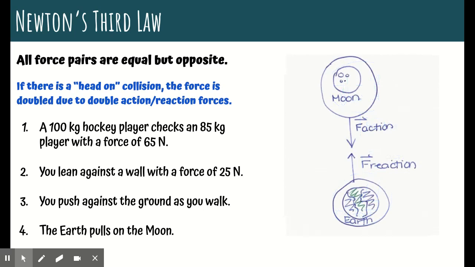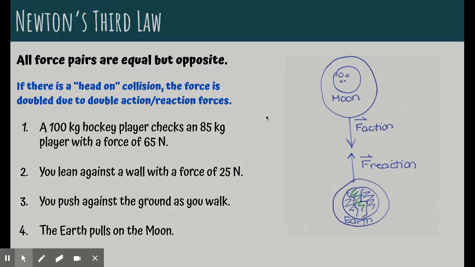The last example is going to be the moon and the earth. So we have gravity acting between these two. Technically on this, you could say that the action and reaction forces could go either way because we know that the moon has its own gravity and then the earth has gravity also, obviously. So we do have an action force and then an equal but opposite reaction force for those.